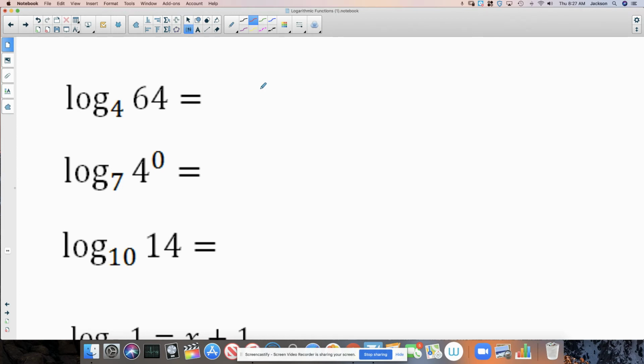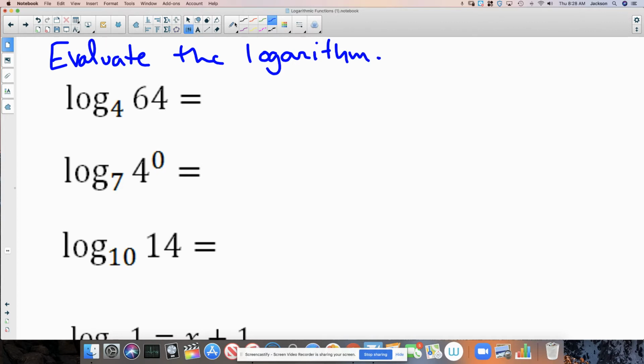Let's do some logarithmic evaluations without a calculator. Directions for this might say something like evaluate the logarithm. When you see the directions to evaluate, evaluate means this thing, this package, has a numerical output. In other words, this can be typed into the calculator, and it's very simple and it'll give you the correct answer.